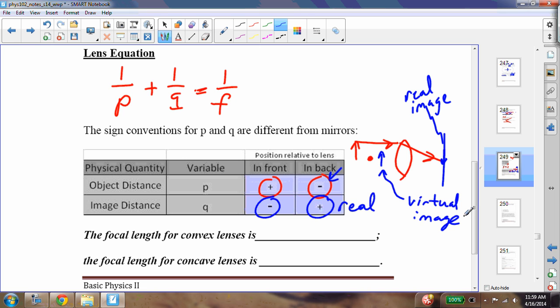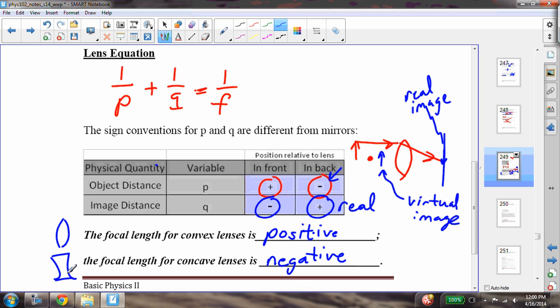All right, and then finally, one last thing before we take a few quick test questions, and then we'll do ray diagrams: the focal length for convex lenses is positive. Just to remind you, convex lenses look like this, and the focal length for concave lenses is negative. And these lenses look like that. All right, those are converging and diverging lenses. We'll pick up with ray diagrams next.